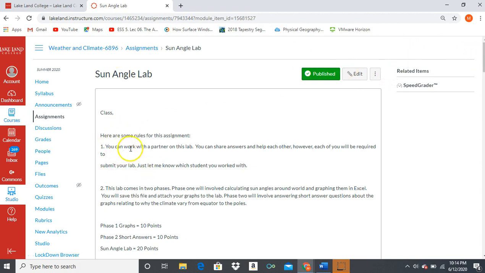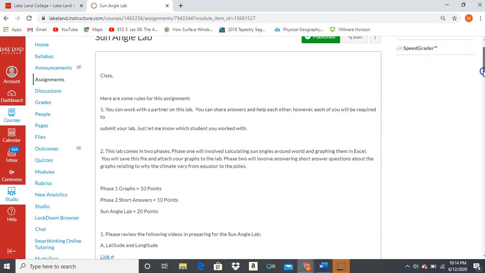Just a quick intro. If you want to work with a partner on this lab, it could come in handy. You just have to let me know what other student you work with and put both your names on it. Only one student is required to submit it as long as the name of both students is on the lab.